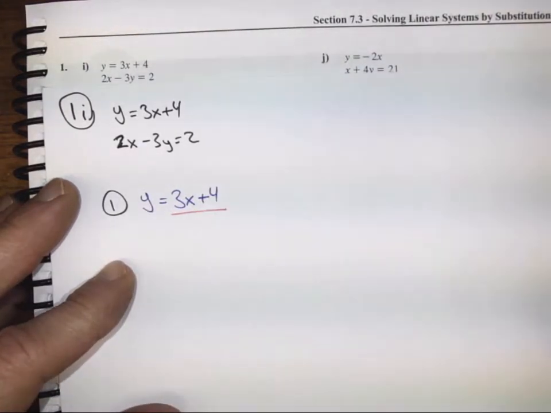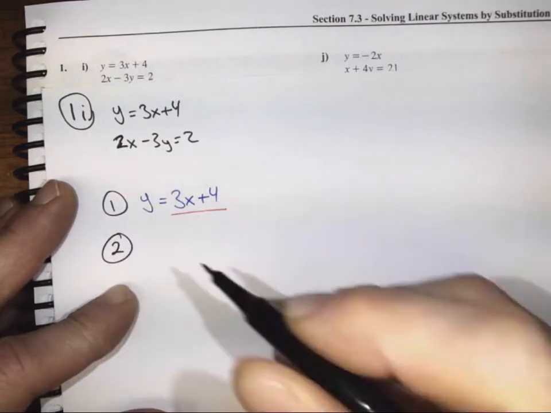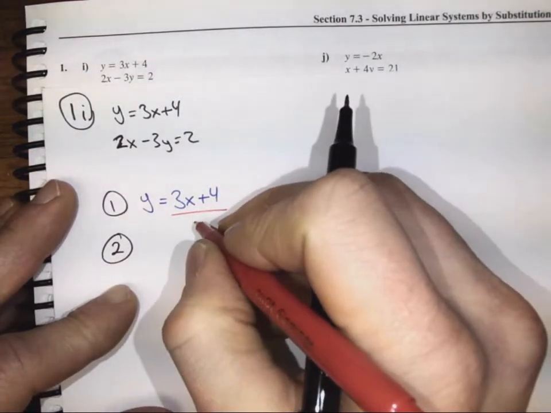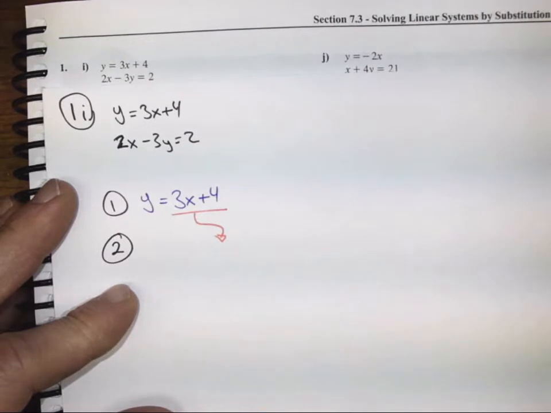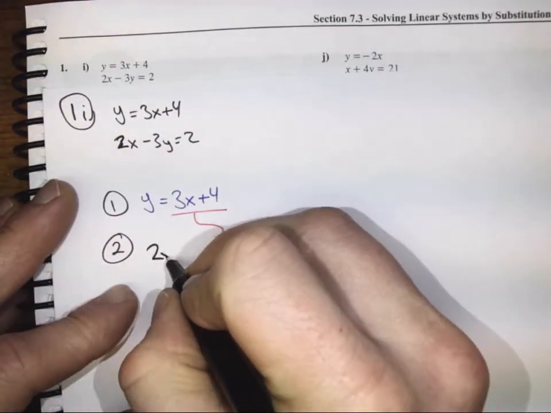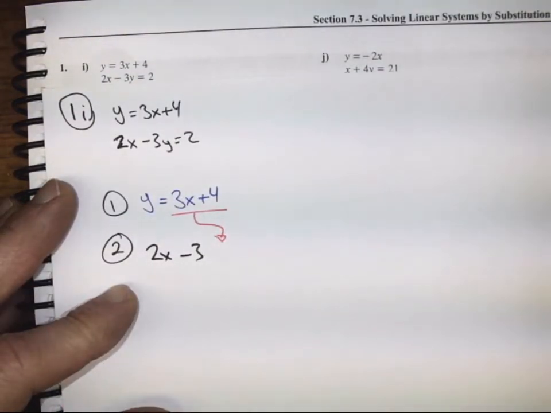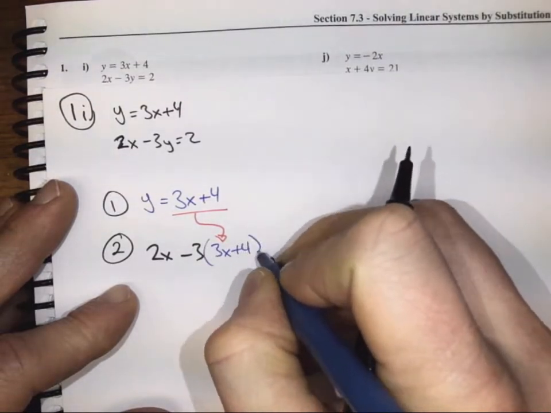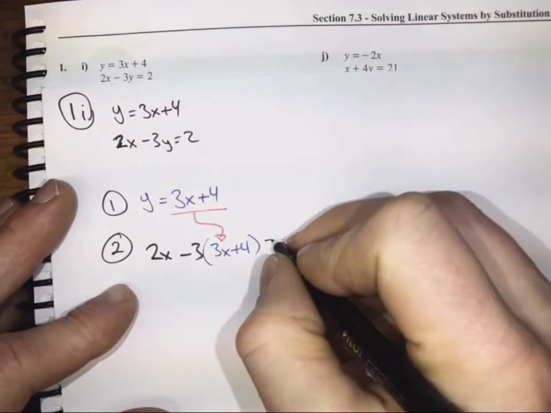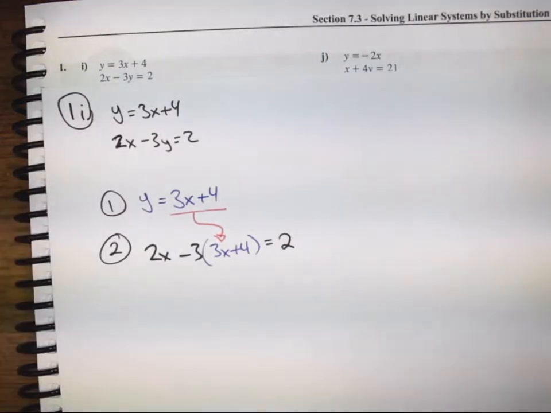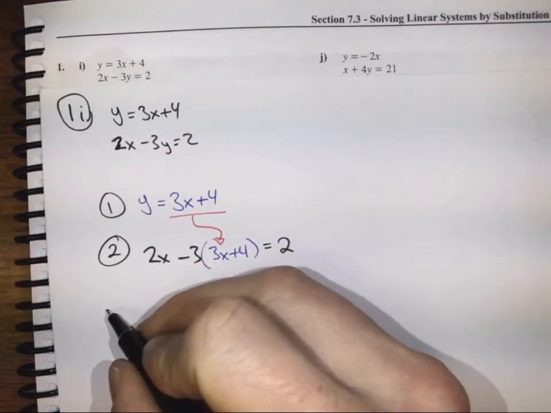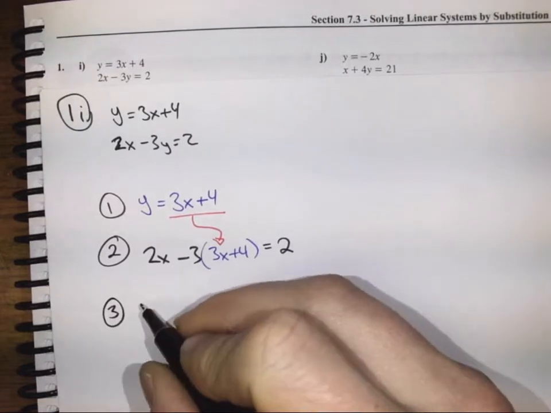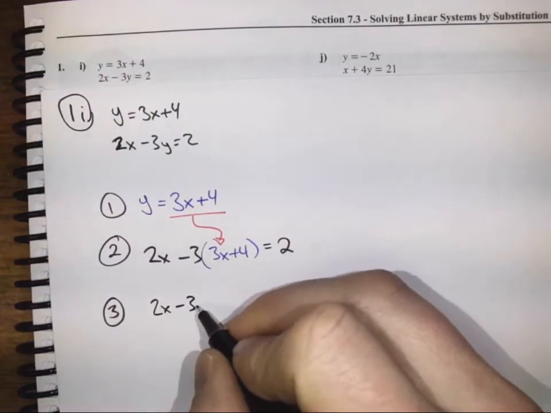So we're going to take that guy, and then step 2 is we're going to substitute it into the other equation where there is a y. So I'll write the rest of the equation as is, 2x minus 3, and then I've got a 3x plus 4. That's all equal to 2. Okay, then we've got to solve. So the first step, well, actually I'm going to rewrite that whole thing.